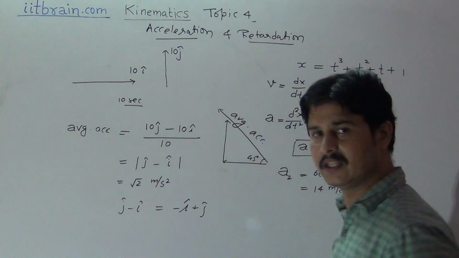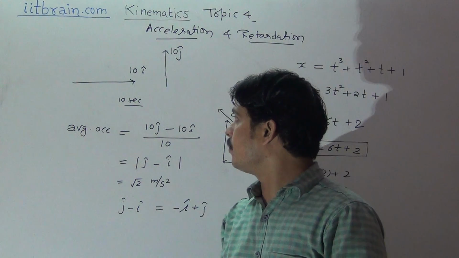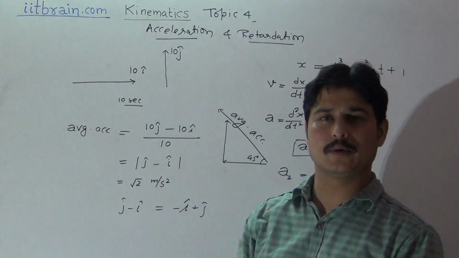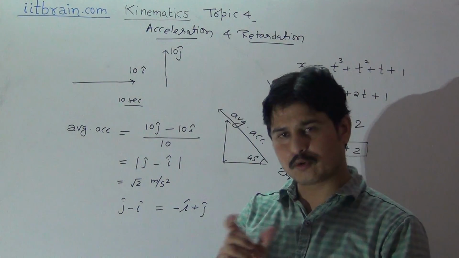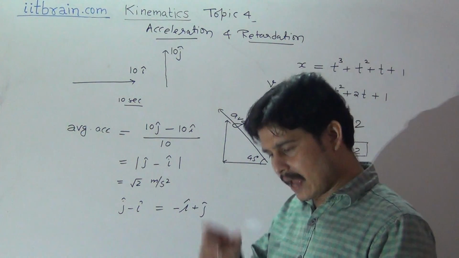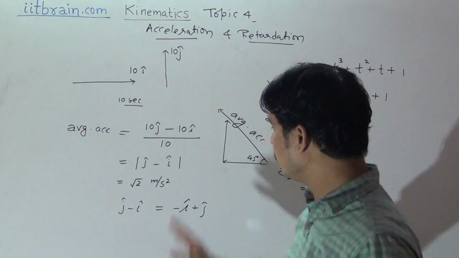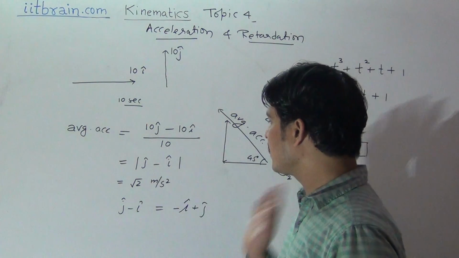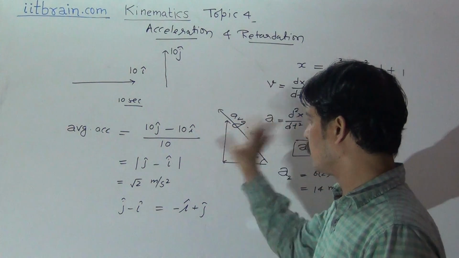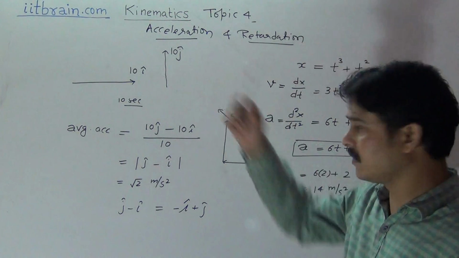Now make a difference between these two. If a particle is traveling in its track with initial velocity 10i, and at the final moment its velocity is 10j, and you know in what duration this change was completed, then average acceleration according to definition is final velocity minus initial velocity divided by time taken. So it is j minus i, and on solving it is root 2 meter per second square numerically, and direction is given by this. This is the average acceleration of the particle on the basis of this diagram.